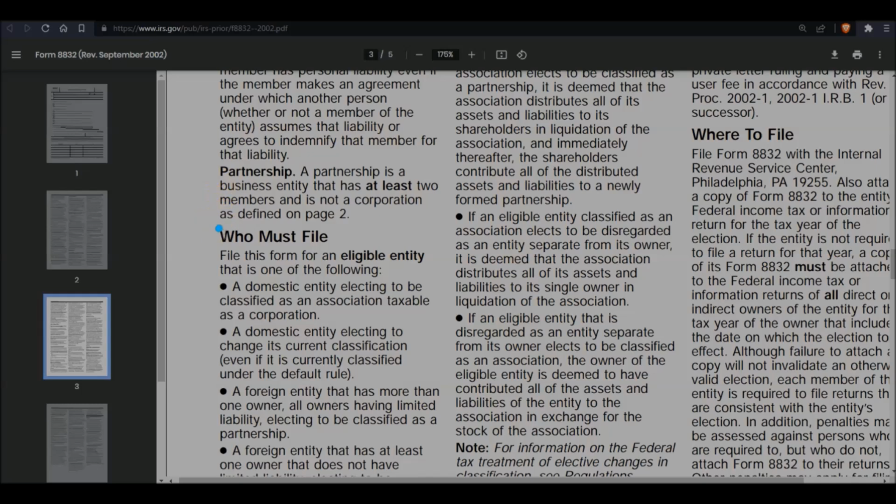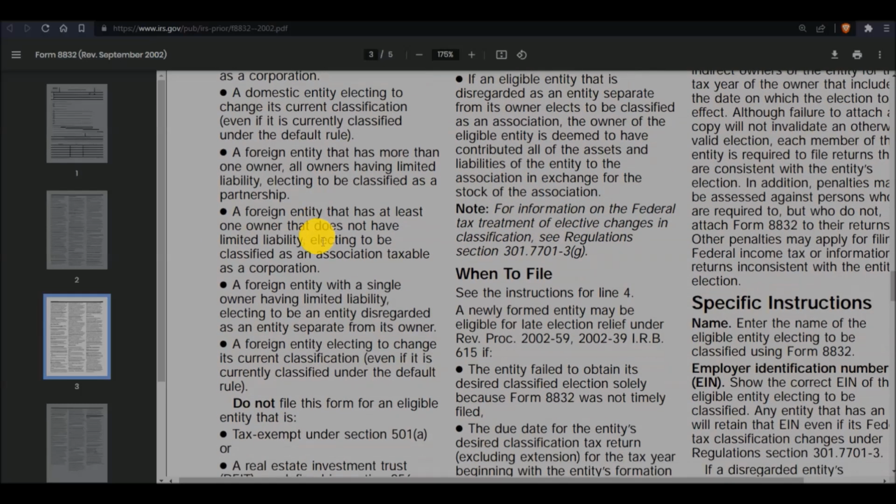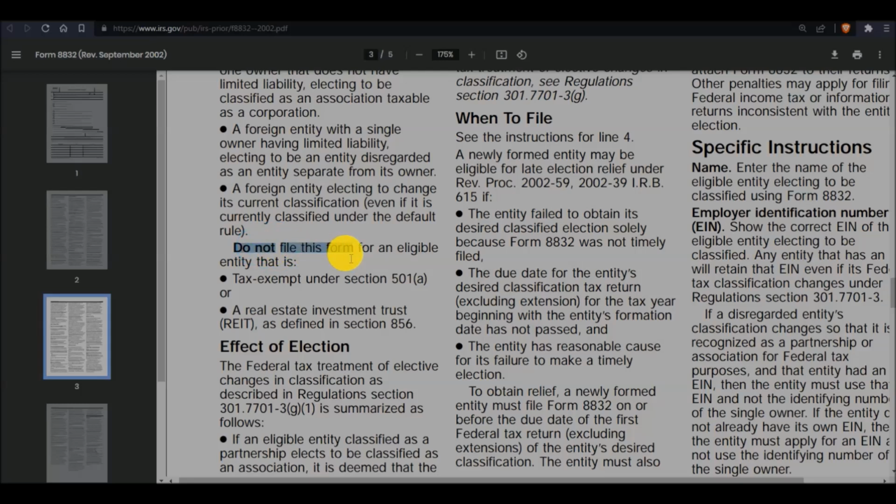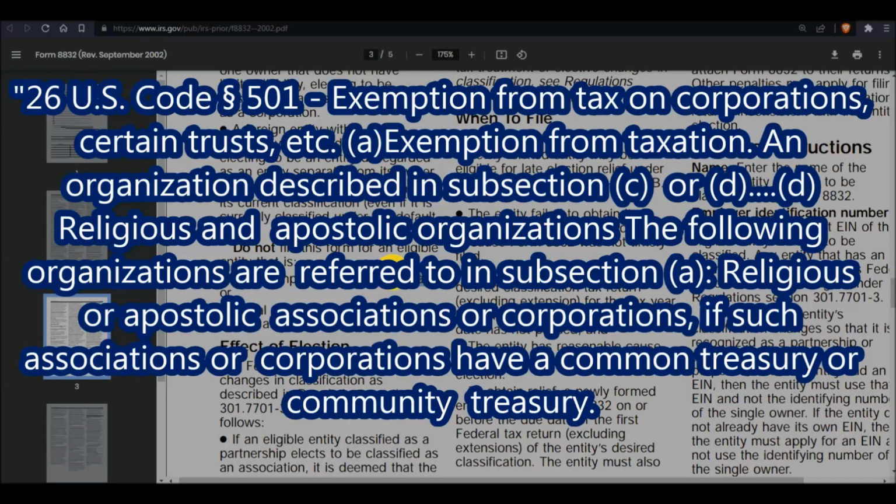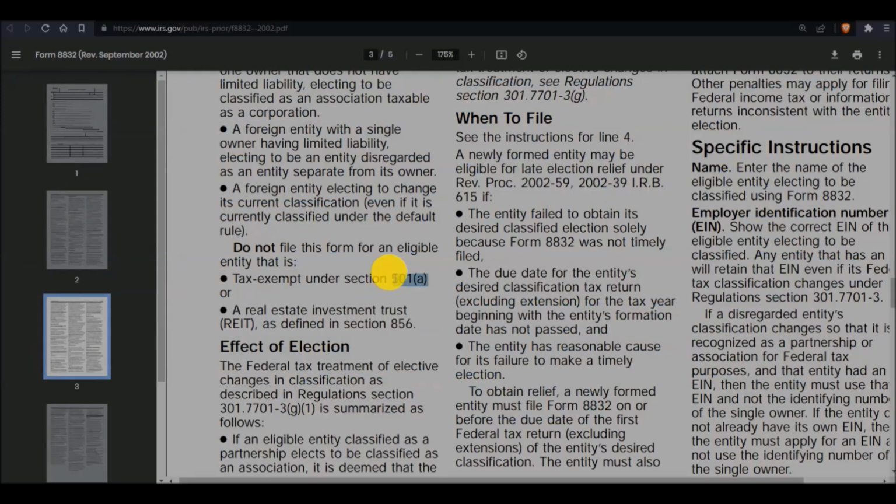It tells you the list of who must file. Then it tells you, do not file this form for an eligible entity, meaning an entity that has an EIN, that is tax exempt under 501(a). This 501(a) is the beginning point of what leads you to a 508 entity. So if the entity already has a tax exempt status, to which 8832 is classifying the tax status of an entity, then there's no need to fill out an 8832, because the origin of the entity itself was done properly to not qualify for tax.